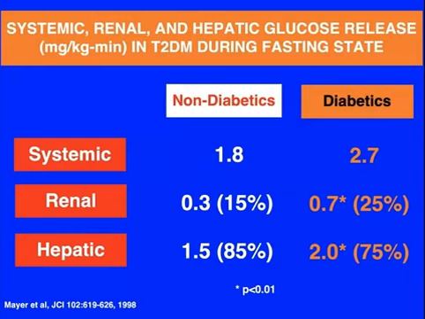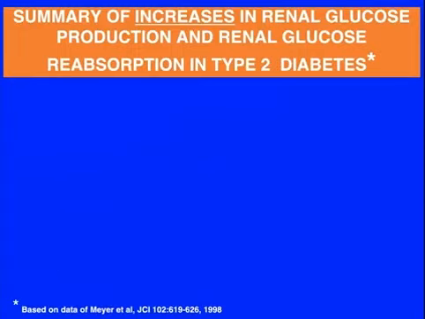So now this big increase that goes from 1.8 to 2.7 milligram per kilogram body weight per minute, about 25% is coming from the kidney, and about 75% now is coming from the liver. So both the liver and the kidney contribute to this overproduction of glucose throughout the sleeping hours, and this translates to an increase in the fasting glucose concentration in the morning.